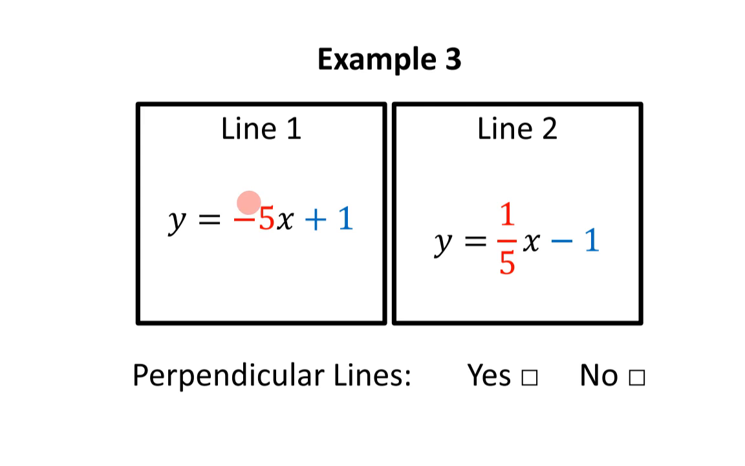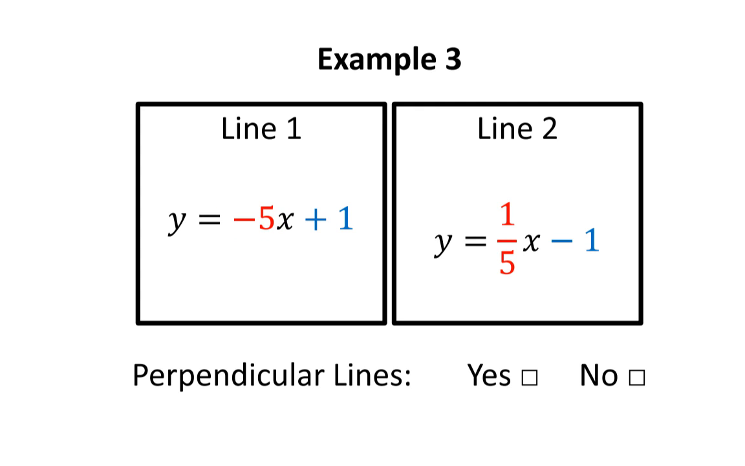The slope of line 1 is negative 5, while the slope of line 2 is 1 over 5. Are these slopes negative reciprocals? In other words, have they been flipped and switched? This situation is a little tricky since negative 5 is written as a whole number and not a fraction.